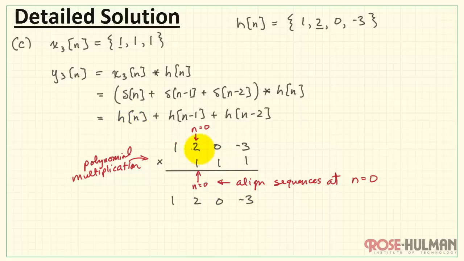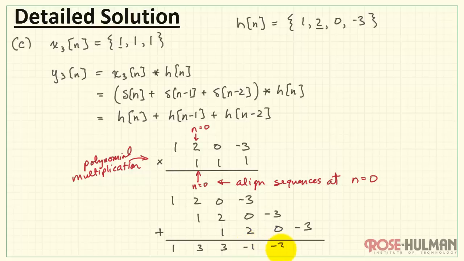Next, I'll take my value 1, multiply that by the top row, but make sure to write that in the proper location. That gives us h of n minus 1, or the shifted version of h. And in a similar way, take the last value, multiply that by the top row. Now I add column-wise to add up my 3 copies of the impulse response.